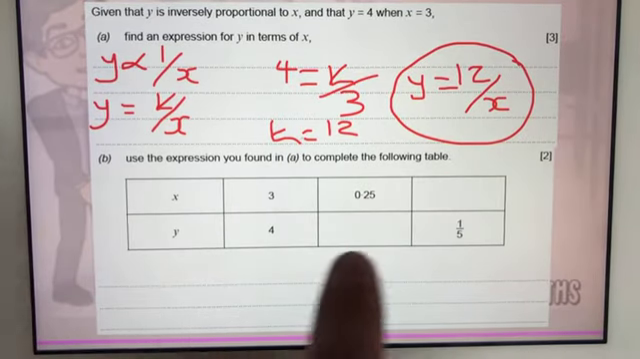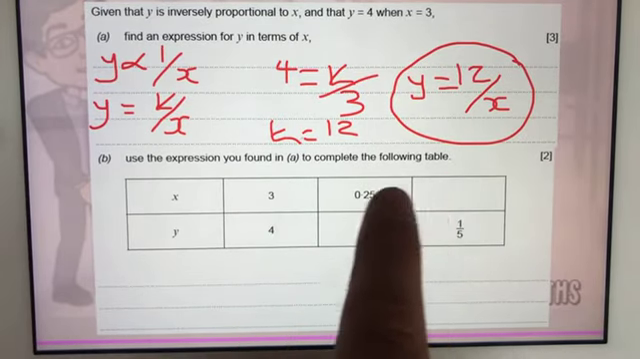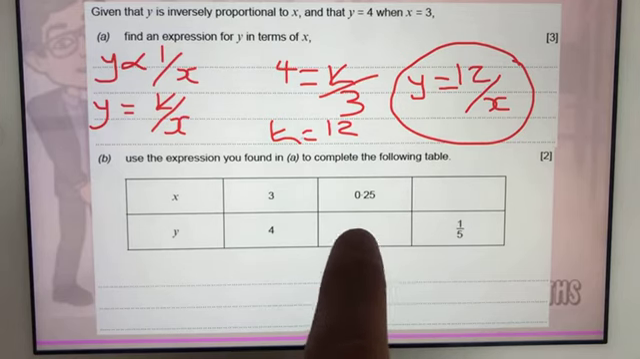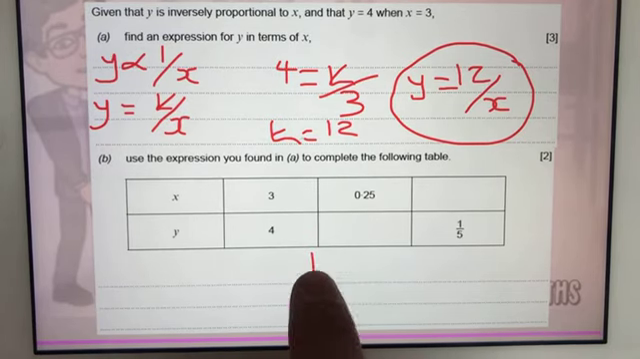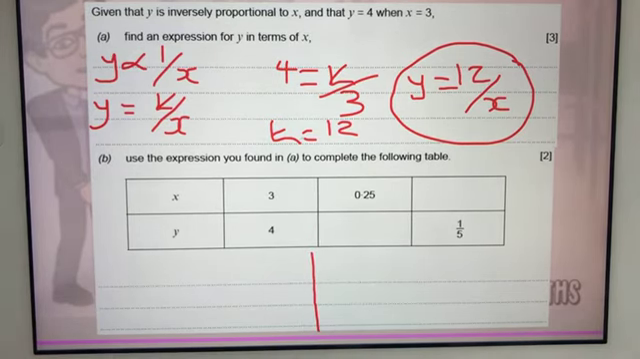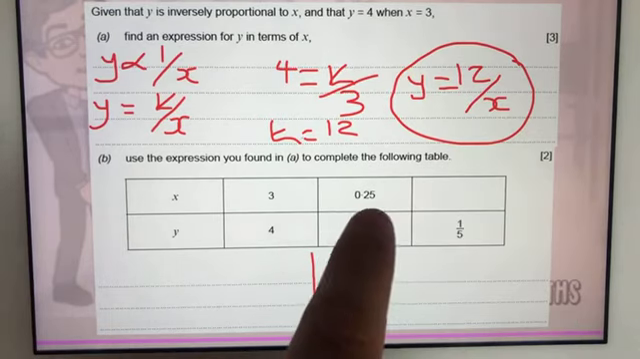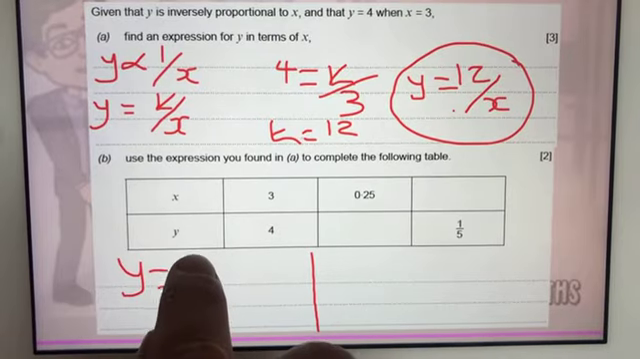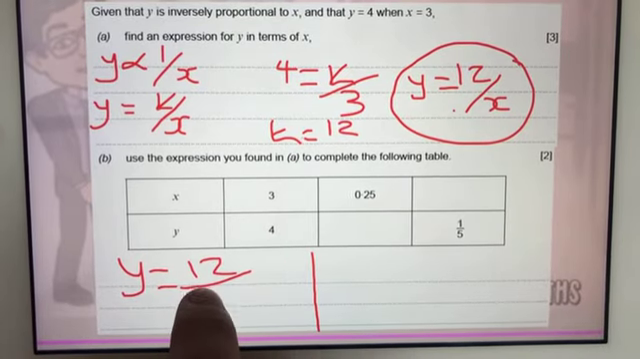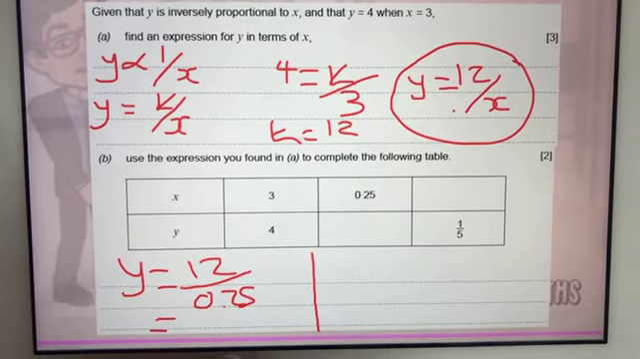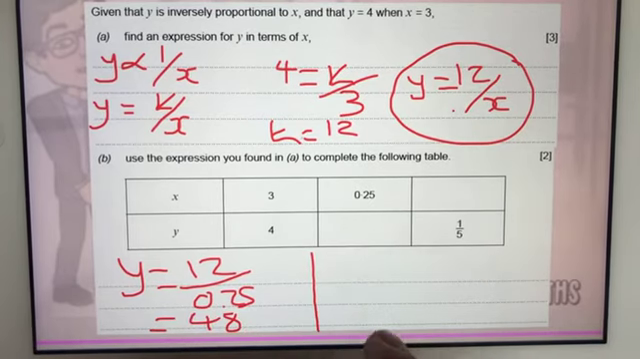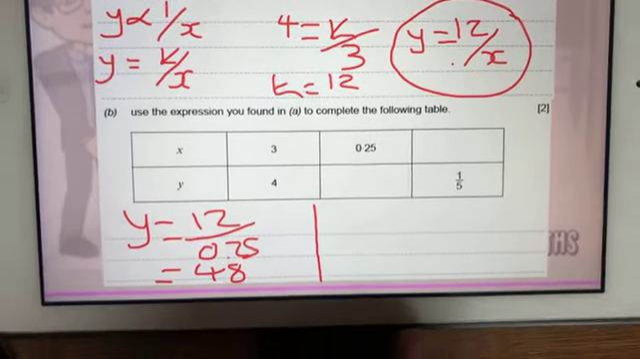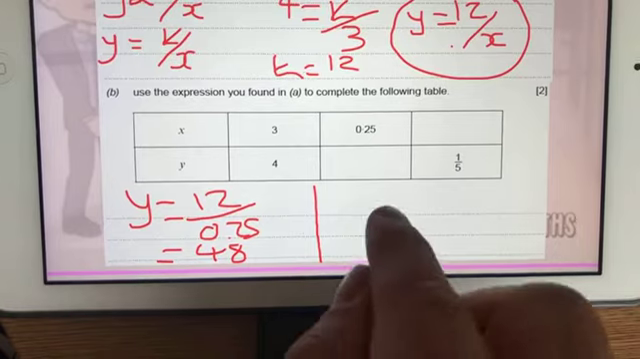Down the bottom, use the expression you found in part a to complete the table. In the first one, we're missing the y value, and we know the x. So x is 0.25, y we don't know. So y equals 12 over 0.25. How many quarters go into 12? Well, 4 quarters go into 1, times that by 12, it's 48. So when x is 0.25, y equals 48.